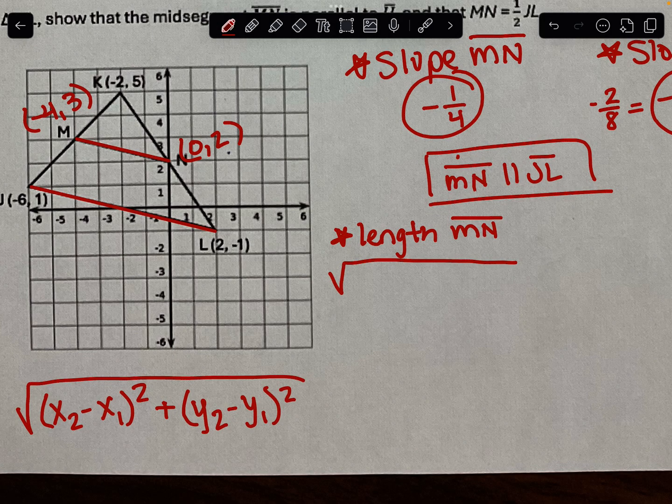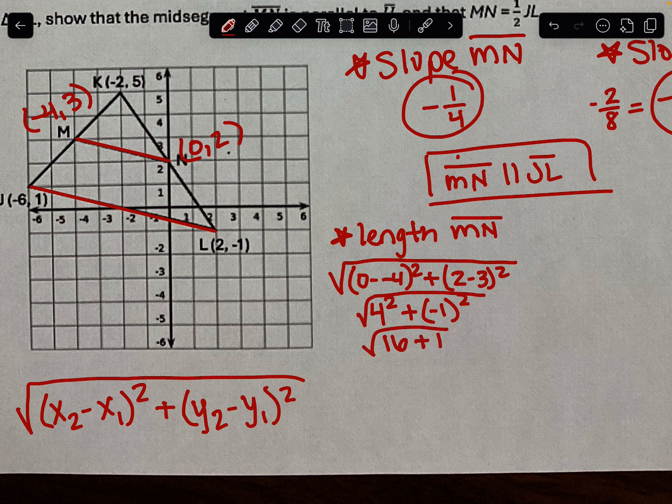I'm going to start with 0 and subtract negative 4. So 0 minus negative 4 squared. Then I'm going to do the same thing with my y values. So I'm going to do 2 minus 3. Okay, what is 0 minus negative 4? Positive 4, yes. So I get positive 4 squared plus, what's 2 minus 3? Negative 1 squared. Okay, 4 squared is 16. Negative 1 squared is 1. So we get square root 17.